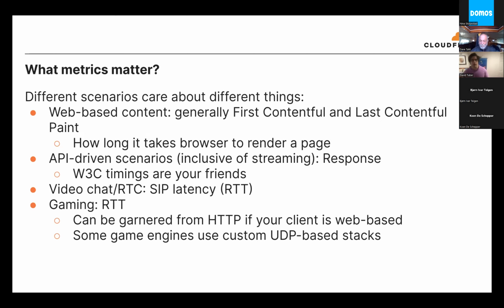Then there are API-driven scenarios, like Netflix streaming. They don't necessarily care about static content. They care a lot about how long it takes to return information. For that, we use response, which is a W3C timing. It's comprised of connect, which is RTT; SSL, which is TLS establishment; DNS, which is DNS resolution; wait and load, which are basically how long it takes to fetch the content; and send, which is how long it takes to send it back.